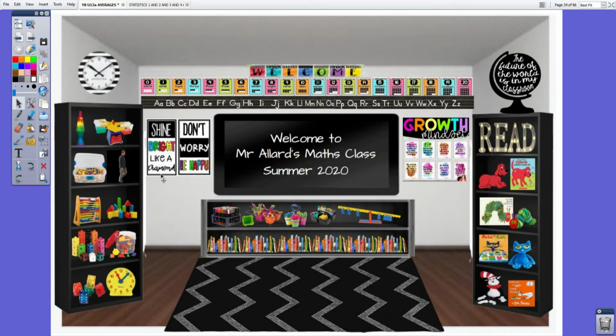Hello Year 8 and welcome to another maths lesson. As you can see, my classroom's still in a decent state, although we seem to have an intruder somewhere in the room. I wonder if you can spot him.